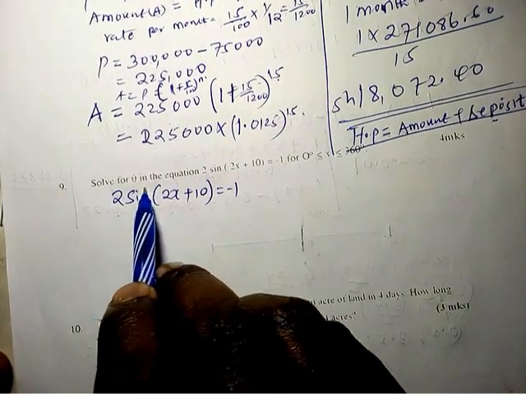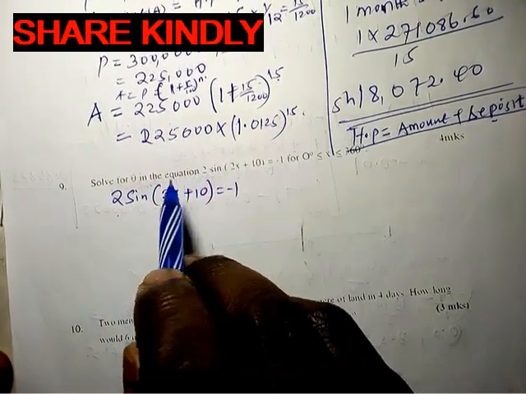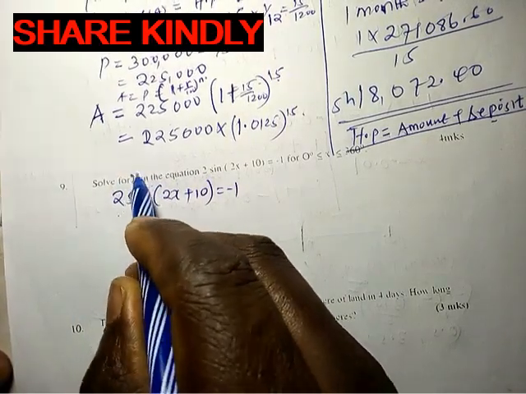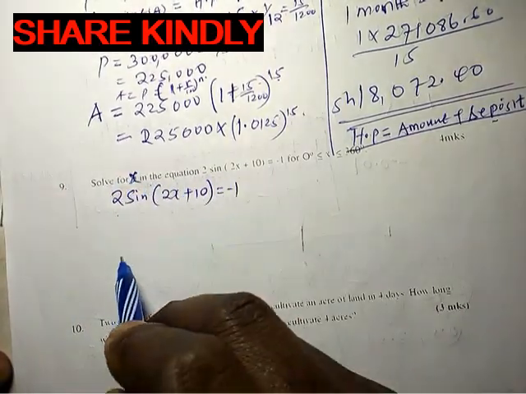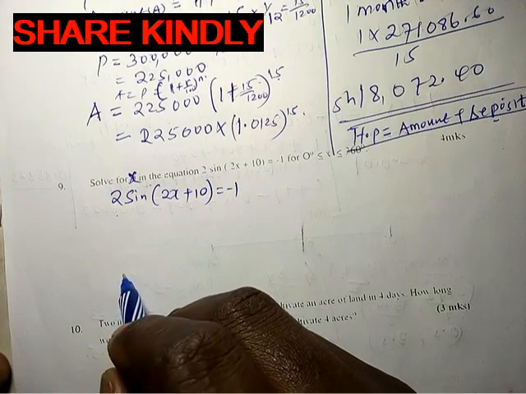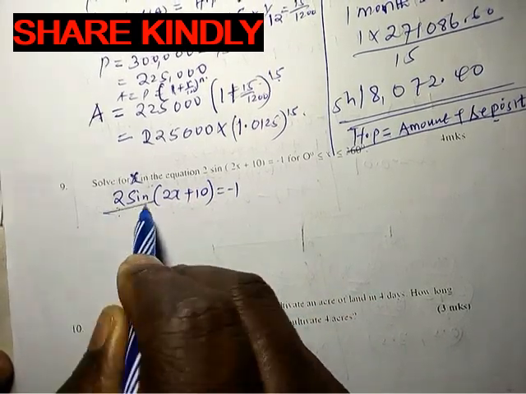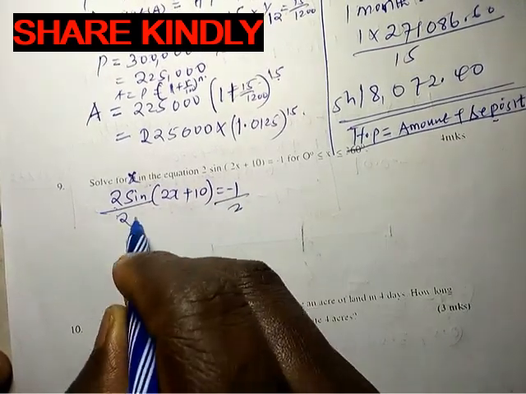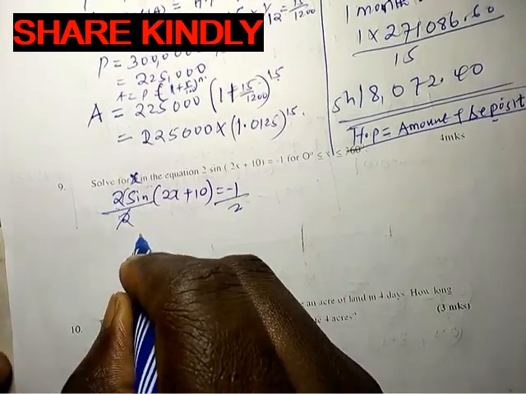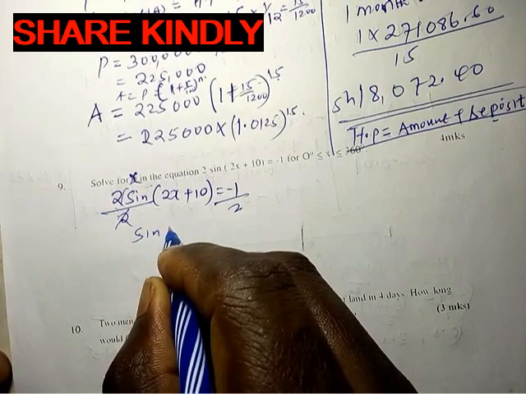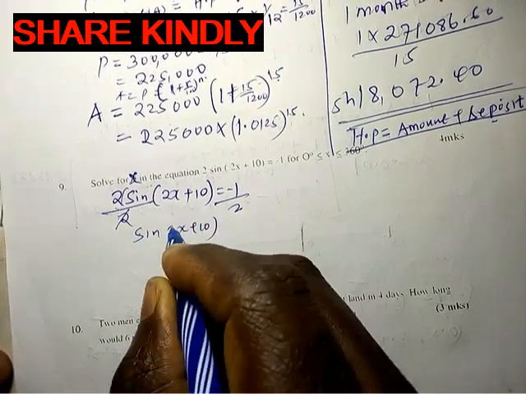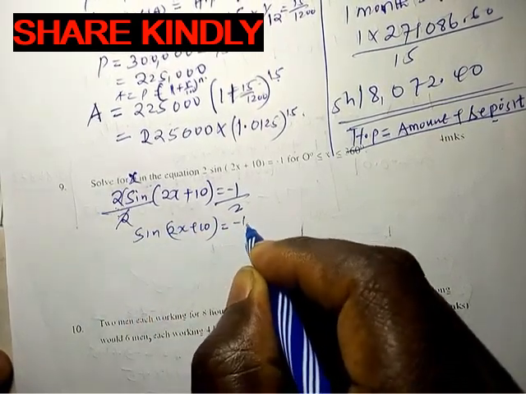Solve for x in this equation. For us to solve for x, we need to remove these two here. You divide by 2 both sides. So we will have now sine 2x plus 10 is equal to negative half.